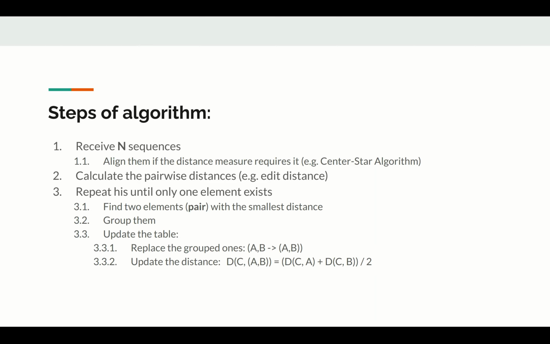We repeat this cycle until we include all the elements of this table of n sequences. First, we find the two closest pairs, the two with the smallest distance. We group them, and we update the table, which is the pairwise distances. For instance, if we want to pair and group A and B, we change their names from A and B separately to AB, and we update the distances in the table.